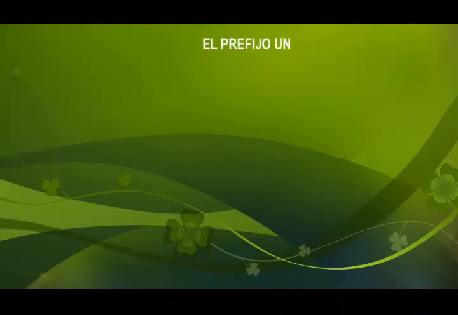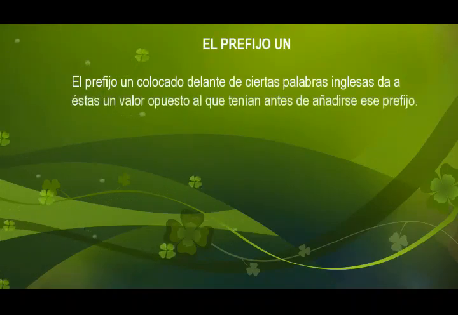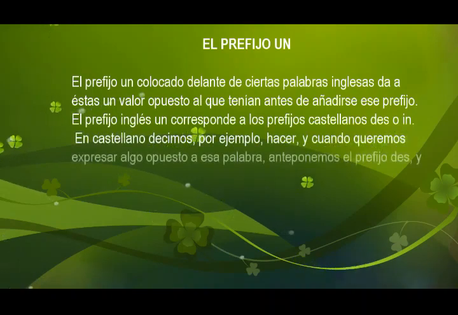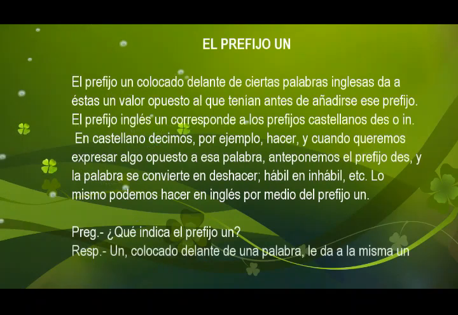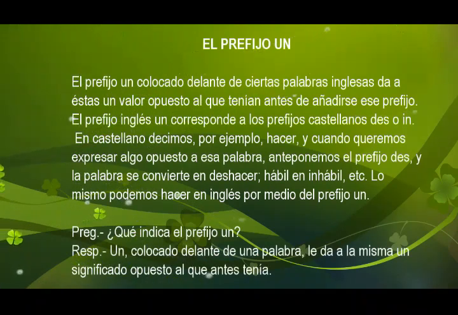El prefijo un. El prefijo un colocado delante de ciertas palabras inglesas da a estas un valor opuesto al que tenían antes de añadirse ese prefijo. El prefijo inglés un corresponde a los prefijos castellanos des, in. En castellano decimos, por ejemplo, hacer, y cuando queremos expresar algo opuesto a esa palabra, anteponemos el prefijo des, y la palabra se convierte en deshacer, hábil en inhábil, etc. Lo mismo podemos hacer en inglés por medio del prefijo un. Pregunta, ¿qué indica el prefijo un? Respuesta, un, colocado delante de una palabra, le da a la misma un significado opuesto al que antes tenía.